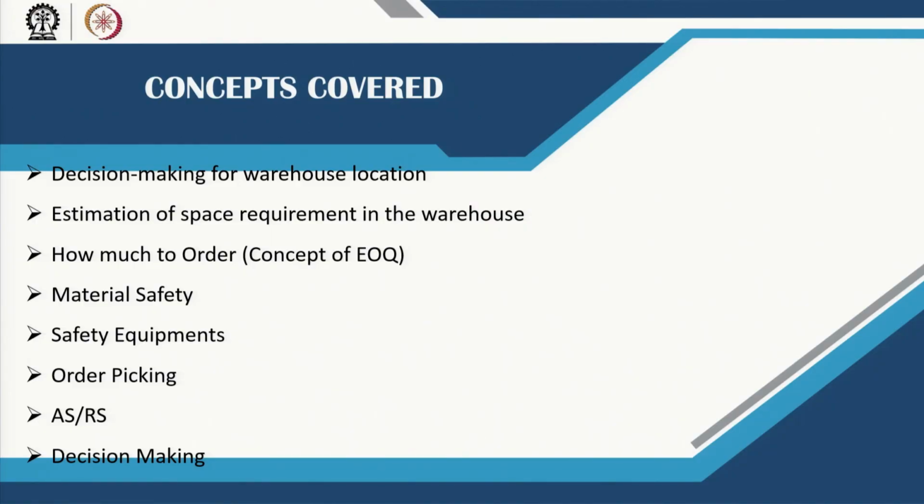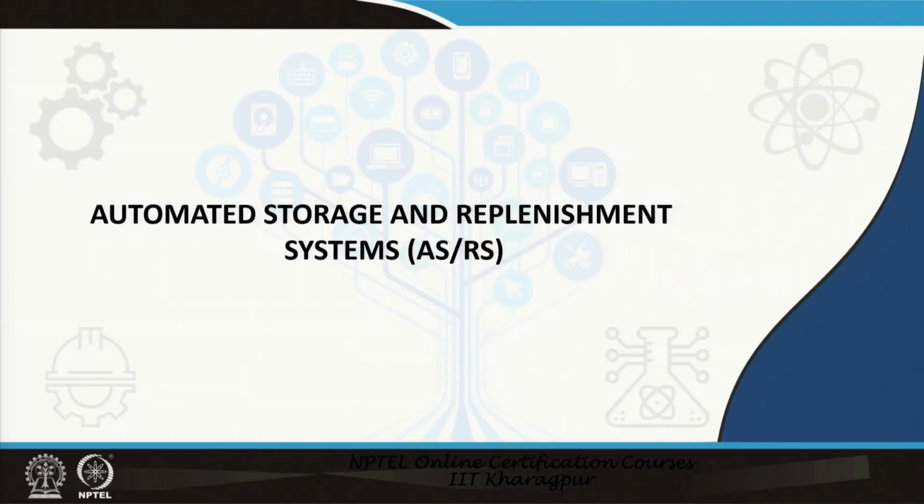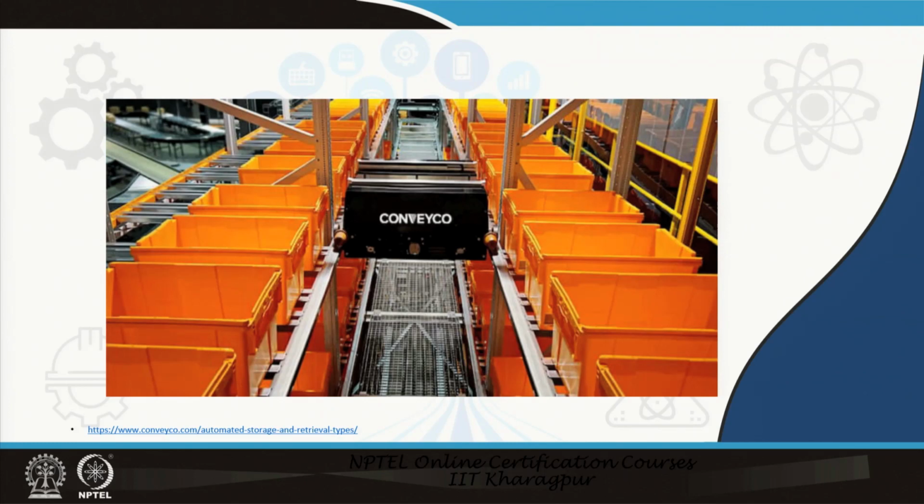Okay, right. Let us see what it means. Let us look at some diagrams, pictures, and then we will understand, then we will see what to do with it. Okay. So, let us proceed. Automated storage and replenishment system. Okay. See, this is a picture of what is inside an ASRS, or an automated storage and replenishment system.